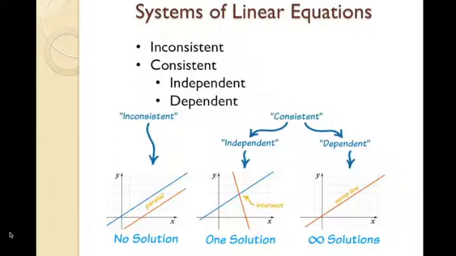Consistent systems can be classified as independent or dependent. Independent systems have one common solution, which implies that the two equations intersect at exactly one point. Dependent systems have an infinite number of common solutions, which implies that the graphs of the equations coincide.